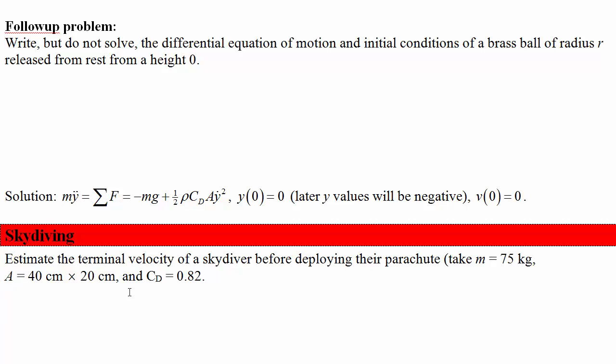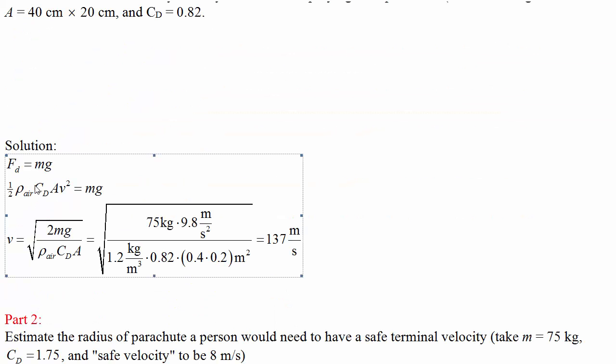and their area facing the fluid as 40 by 20 centimeters with a drag coefficient of 0.82. Assume this is in air, so the density of air is 1.2 kilograms per cubic meter. We're also going to assume that they're near the Earth's surface, so that little g is 9.8. All right, so terminal velocity, again, is when drag force equals the weight. Setting those two equal and substituting in the numbers, we get 137 meters per second.